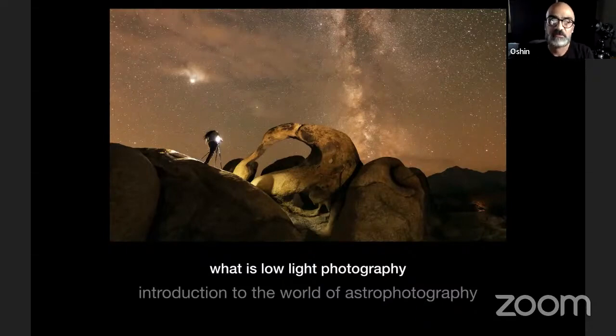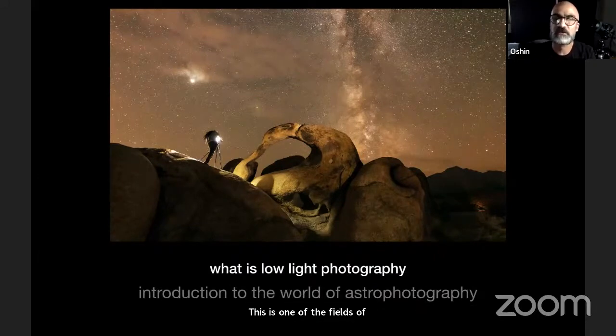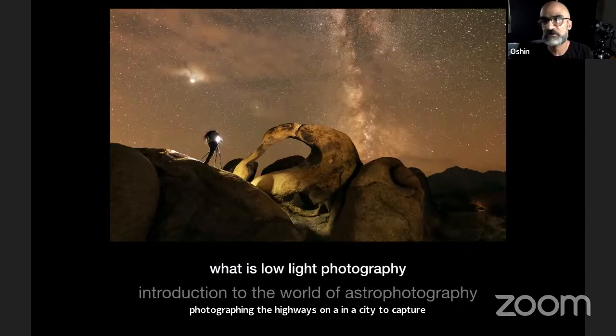For example, photographing a birthday party in a room when there is no light and just the candle lights. This is one of the fields of low light photography. Or photographing the highways in a city to capture the trails of the car headlights. That's another type of low light photography, because those photographs need long exposure times.